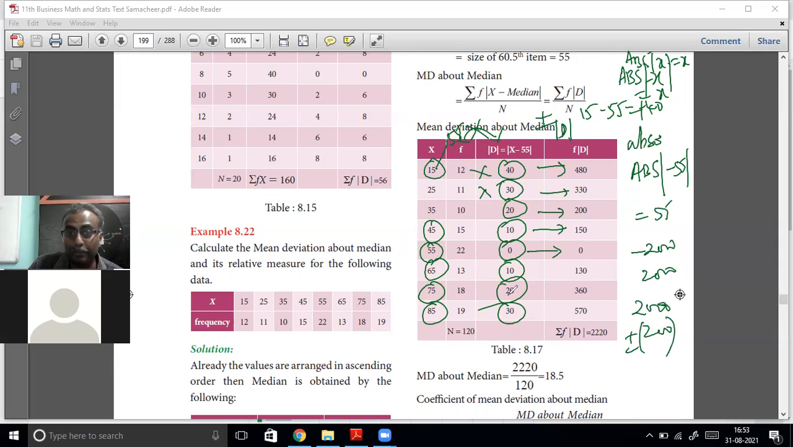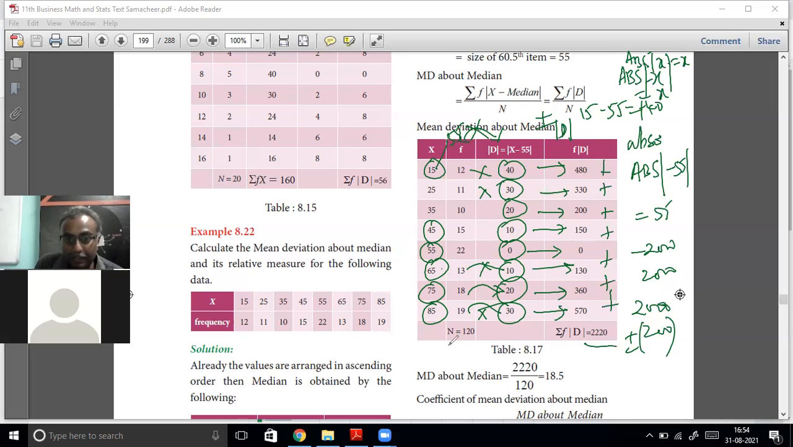So 75 into 20 is 150. f into d: 13 into 10, 130. 18 into 20, 360. And 19 into 30, 3 nines are 570. Now you keep adding all of that, sigma fd you take, that is 2220 coming.